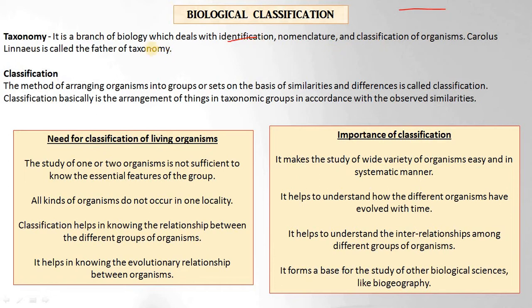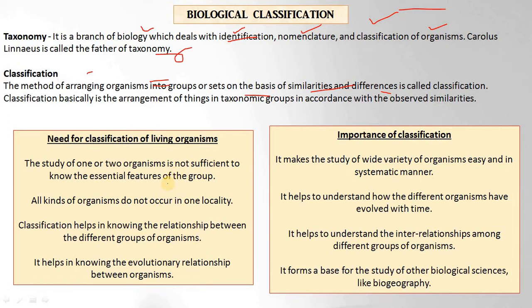So, we can sum it up. It is a branch of biology which deals with identification, nomenclature, and classification of organisms, and Carolus Linnaeus was the father of taxonomy. So, biological classification is the scientific study of arranging organisms into groups and subgroups on the basis of similarities and dissimilarities and placing the group in the hierarchy of the species.